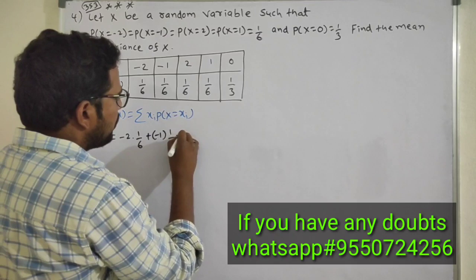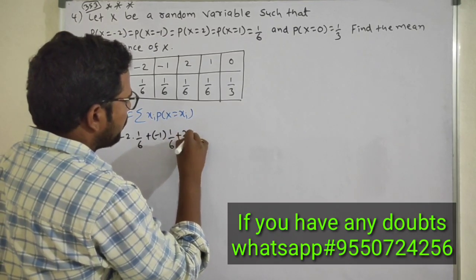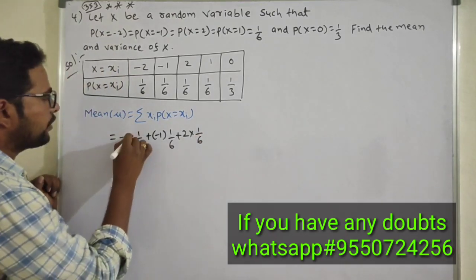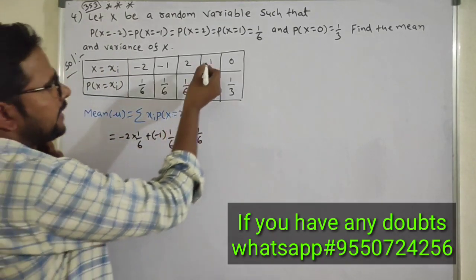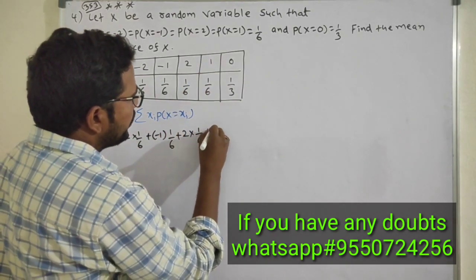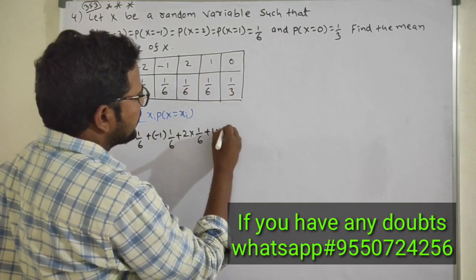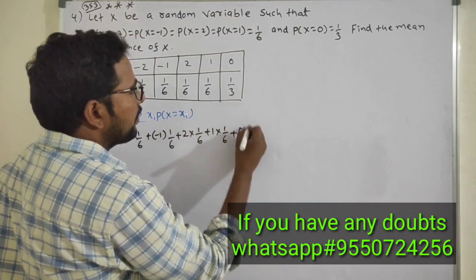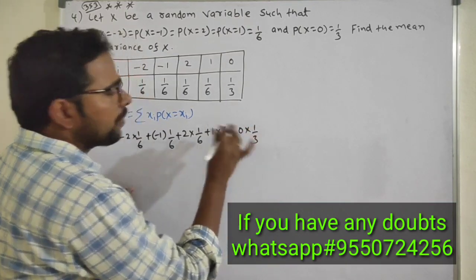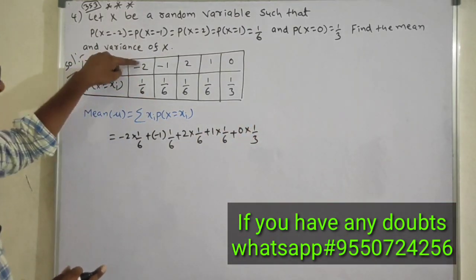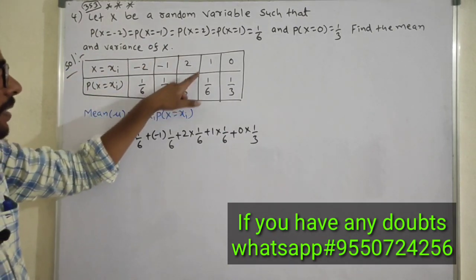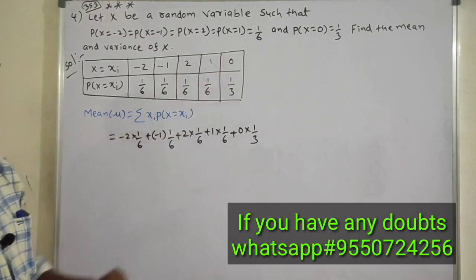Next outcome 2, plus 2 into probability of 2, 1 by 6, plus next outcome 1, so 1 into probability of 1 is 1 by 6, plus next outcome 0, probability of 0 is 1 by 3. So outcomes into probabilities: minus 2 into 1 by 6 plus minus 1 into 1 by 6 plus 2 into 1 by 6 plus 1 into 1 by 6 plus 0 into 1 by 3.